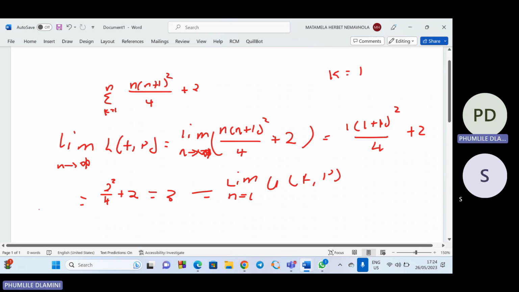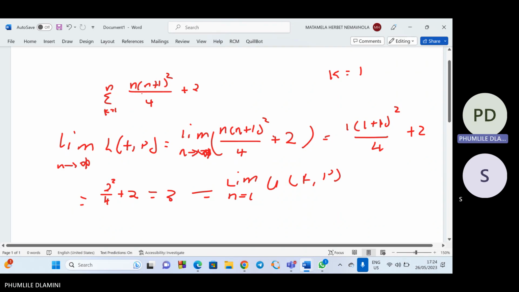Based on that, we can conclude that you have shown that the upper and the lower sum converge to the same limit. So do you have any questions?